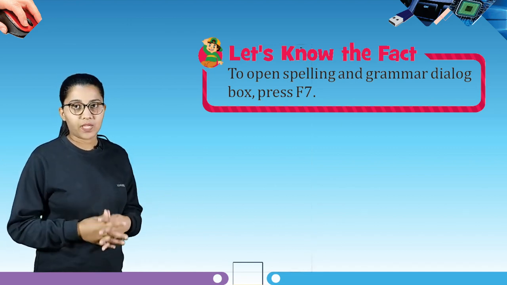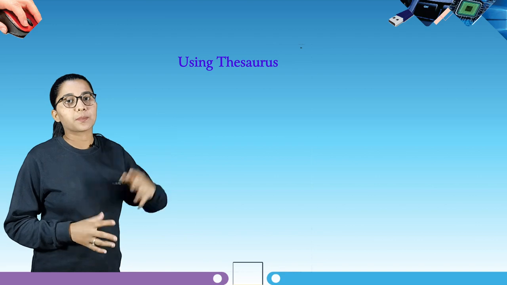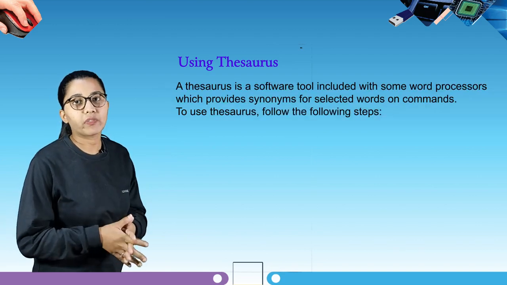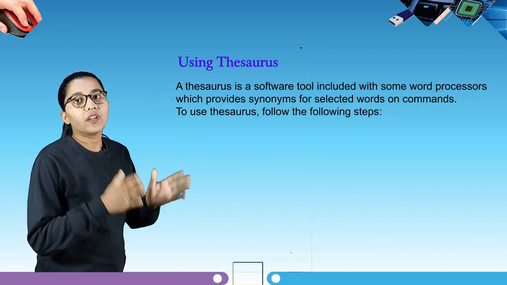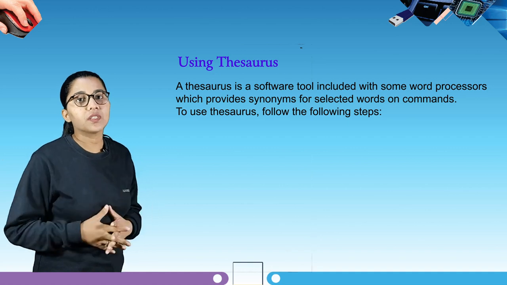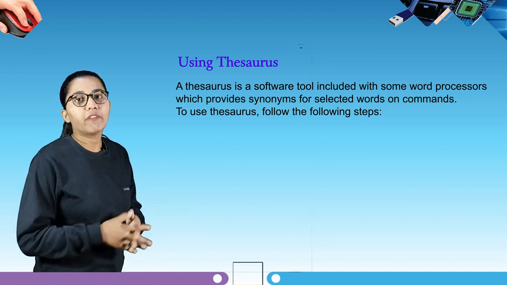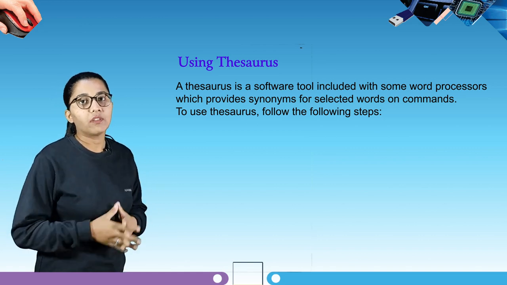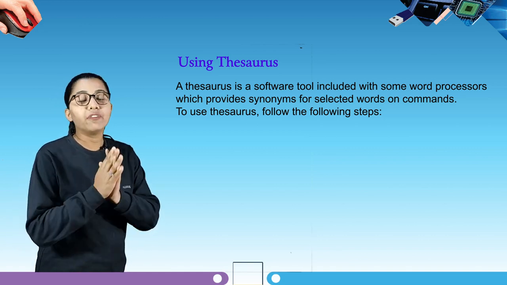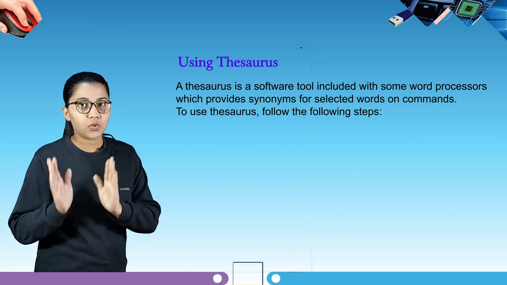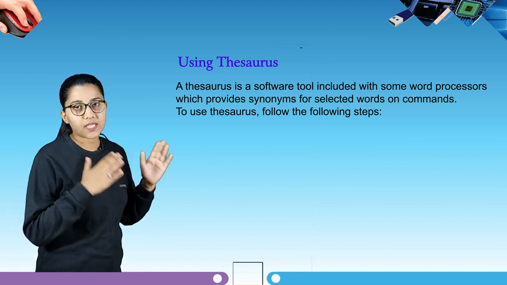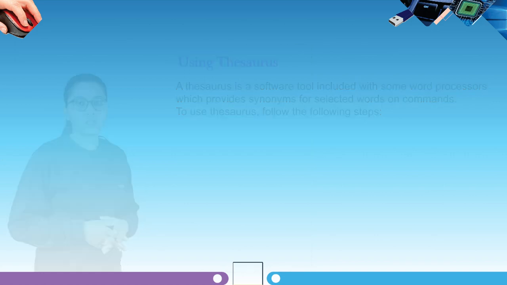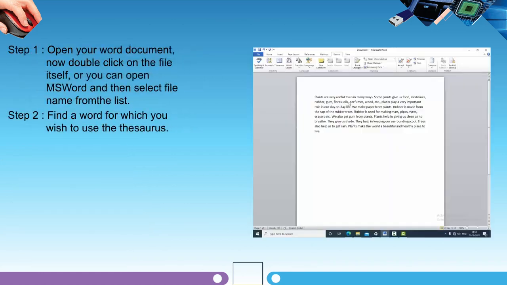Now our next topic is using Thesaurus. A Thesaurus is a software tool included with some word processors which provides synonyms for selected words on command. To use Thesaurus, follow the following steps. If you want to use the Thesaurus tool, you have to follow these steps. So step 1, open your Word document.